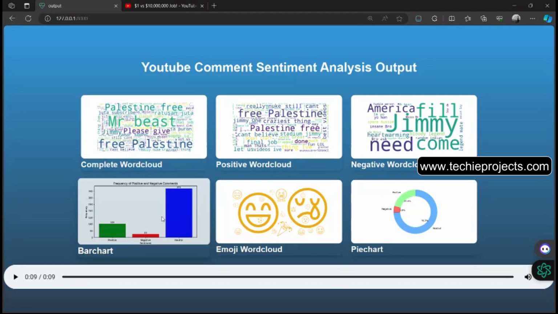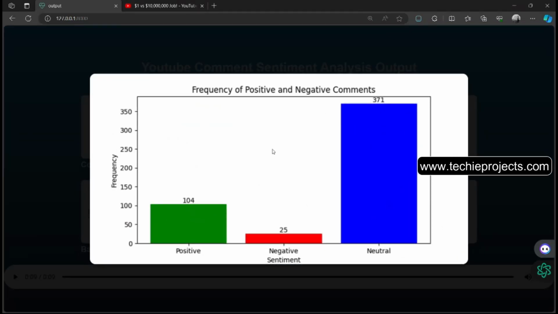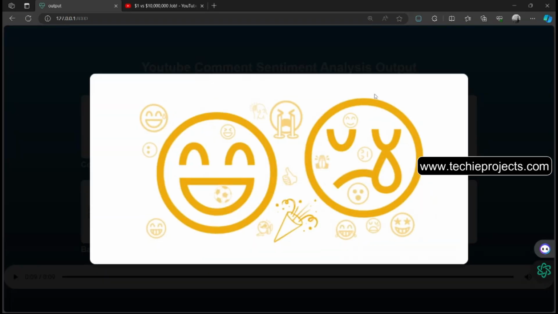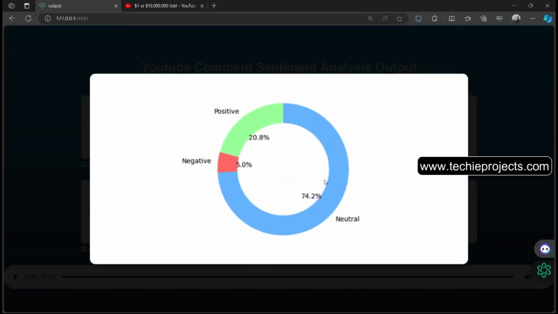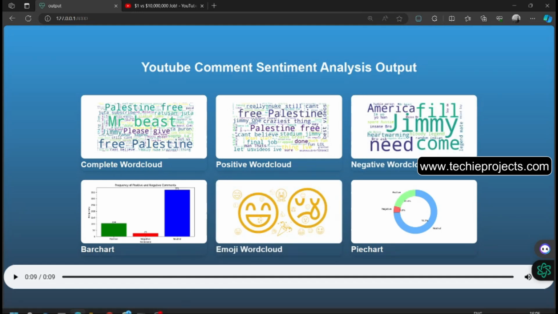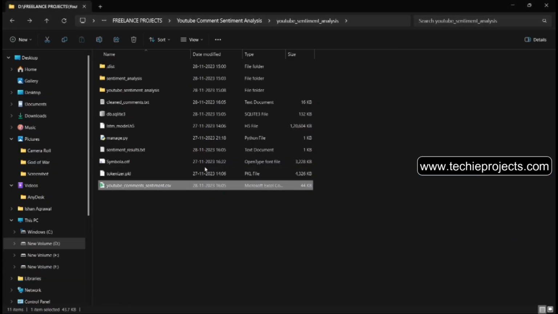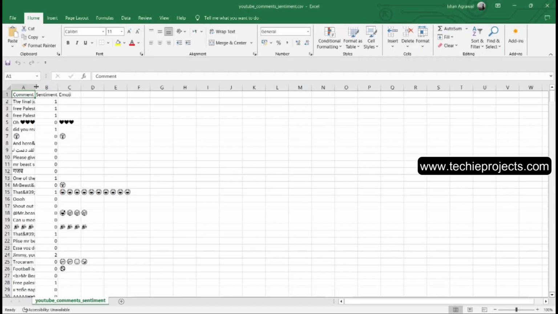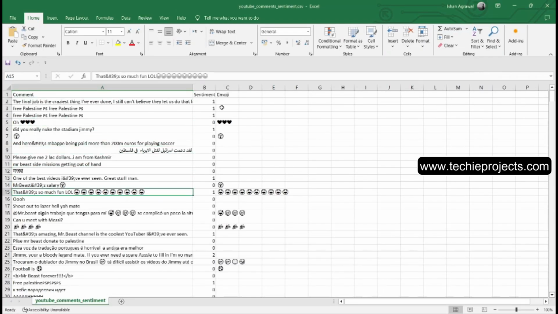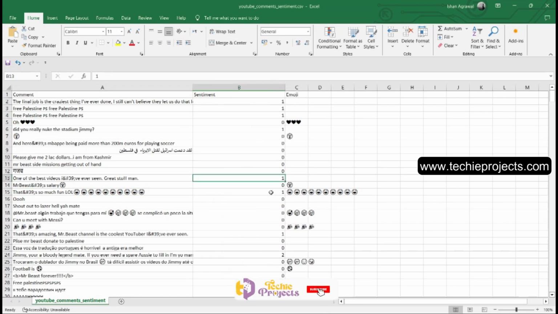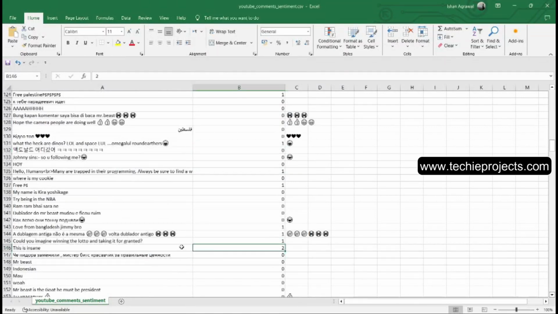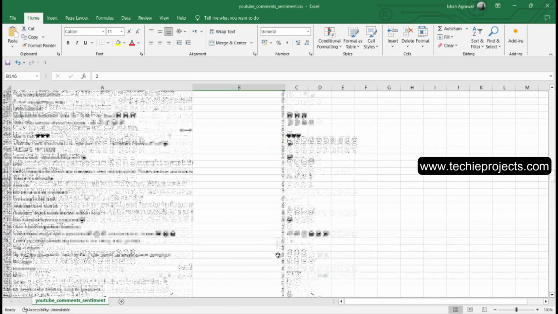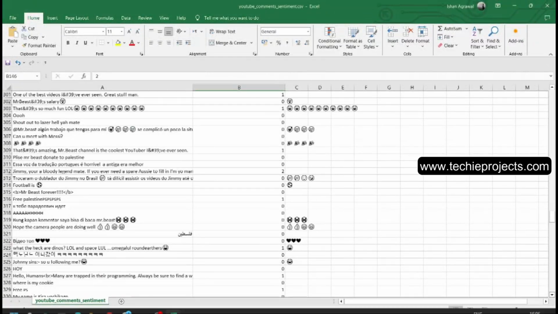This is the bar chart. It will show the positive, negative and neutral sentiment with the frequency. And it will show the pie chart like the positive, negative and the neutral. And this is the dataset CSV file, and it contains the comments with the 1 and 0. Like positive, negative and neutral with the emoji sign. So let's scroll down. This is the complete project.